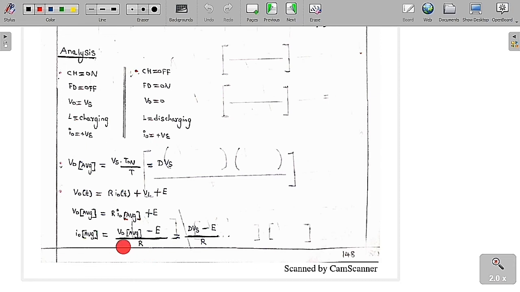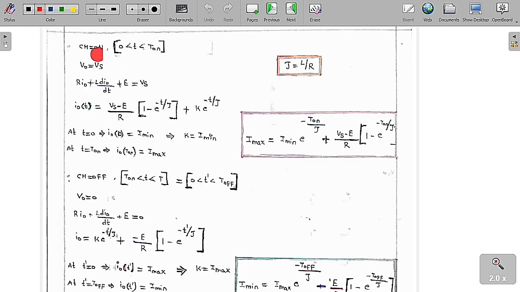So I naught average is equal to V naught average minus E by R, and V naught average is equal to D into Vs. So D into Vs minus E by R. So we are going to analyze the circuit when the chopper is on.